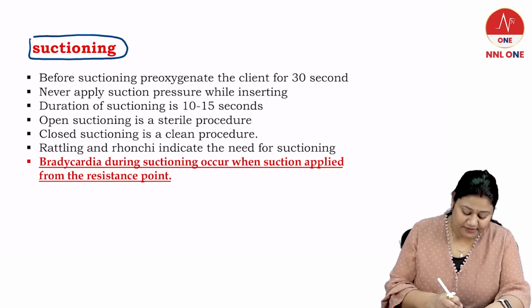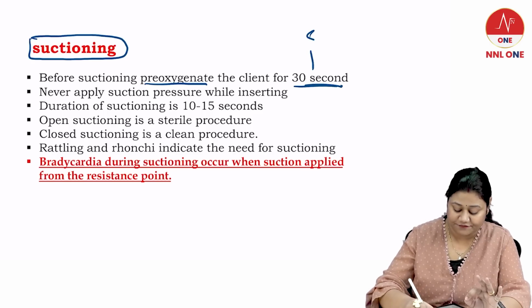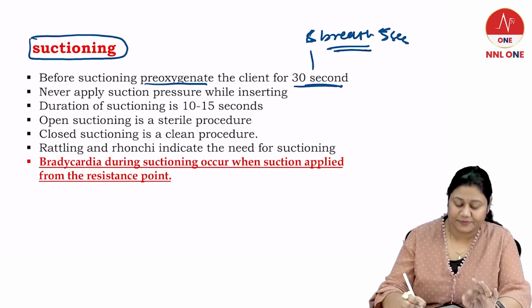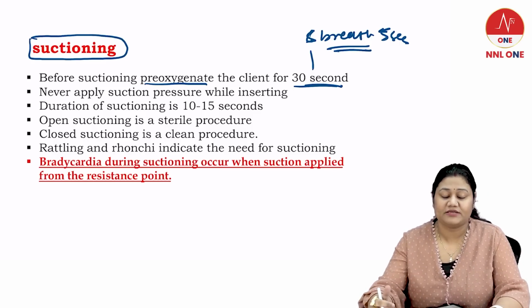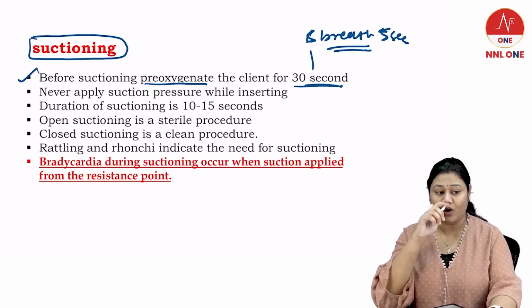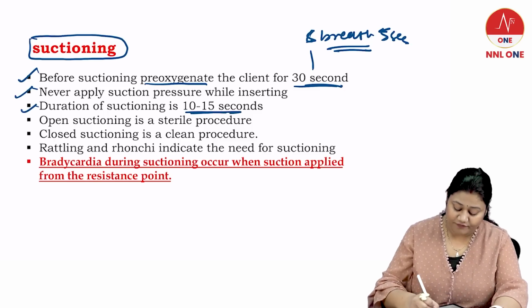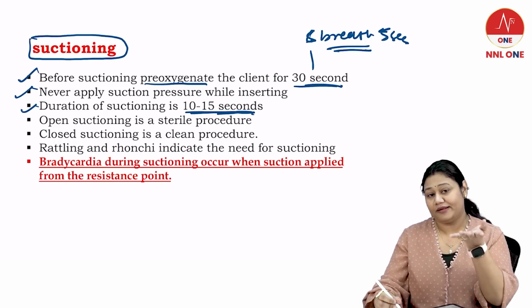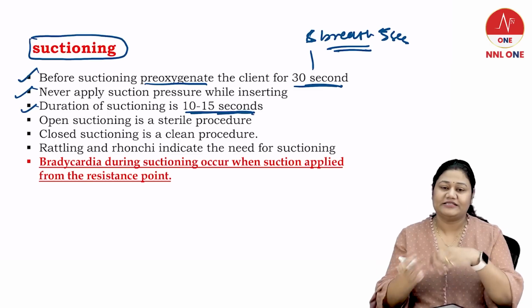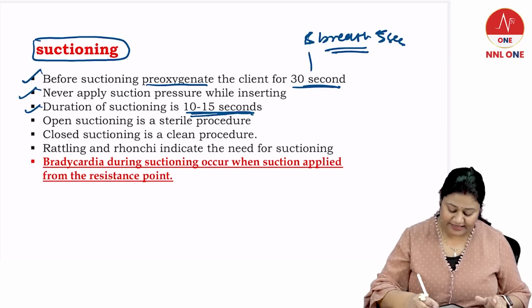So next is suctioning. Under suctioning, which is very important, before suctioning always pre-oxygenate your patient for 30 seconds, which is 6 breaths, 1 every 5 seconds. We have to make sure that the patient is fully pre-oxygenated before suctioning. Then you should never apply pressure while inserting the catheter. Duration of suctioning is 10 to 15 seconds, but if the examiner gives options of both 10 second and 15 second, select 10 seconds. Suctioning will always be 10 seconds.